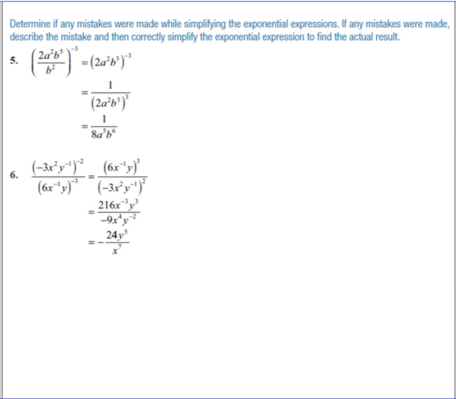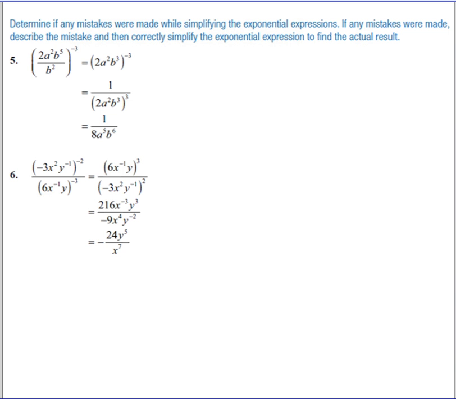So here's a couple problems that we're supposed to look at and see if they made a mistake, and if they did, we'll fix it. And so if we take a look at our first problem, we have 2a squared b to the 5th over b squared, and all of that is taken to the negative 3rd power.